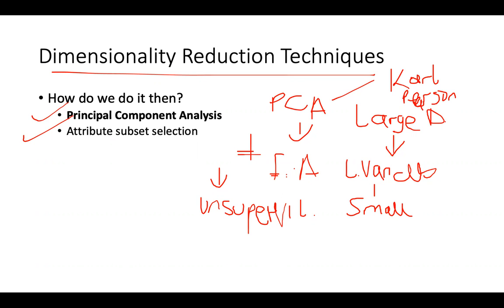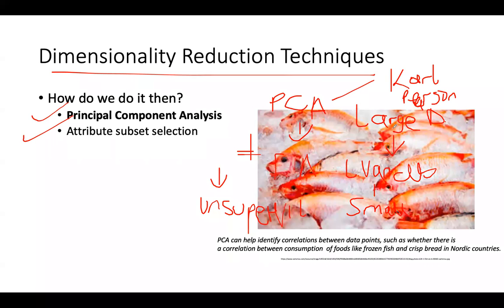Okay, so let's look at an image here. So we have an image here. I found this from the net. So here you can see a PCA technique can be used to identify a correlation between data points. We want to find out, is there a correlation between the consumption of frozen food, frozen fish here, and crisp breads in the Nordic countries? Okay, so that's PCA, right?